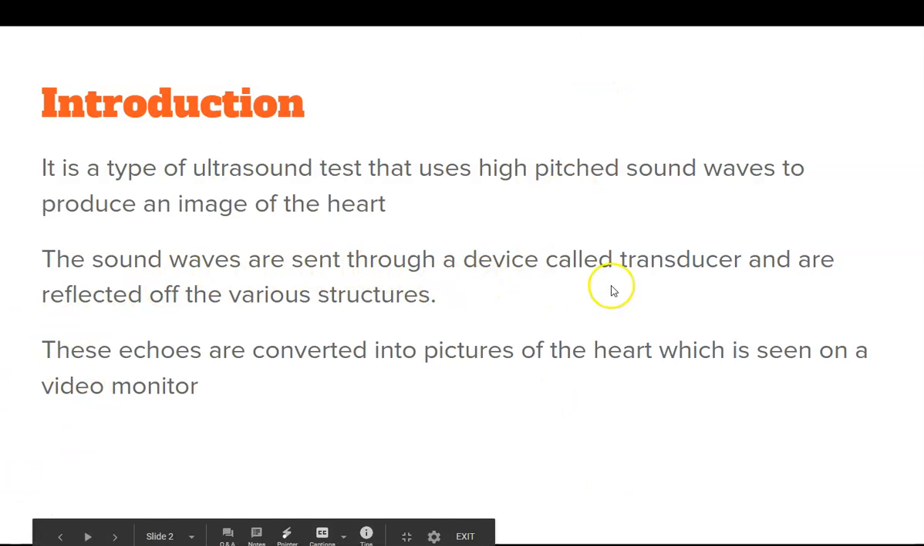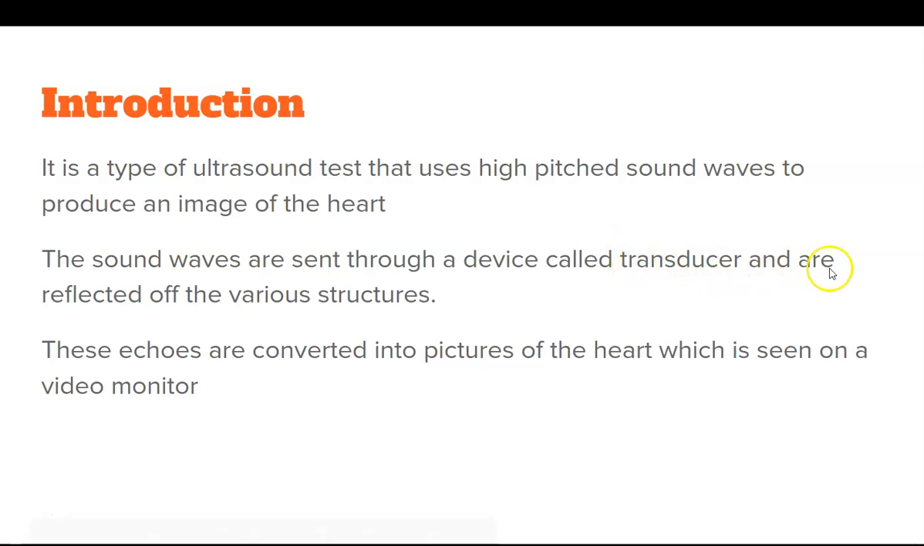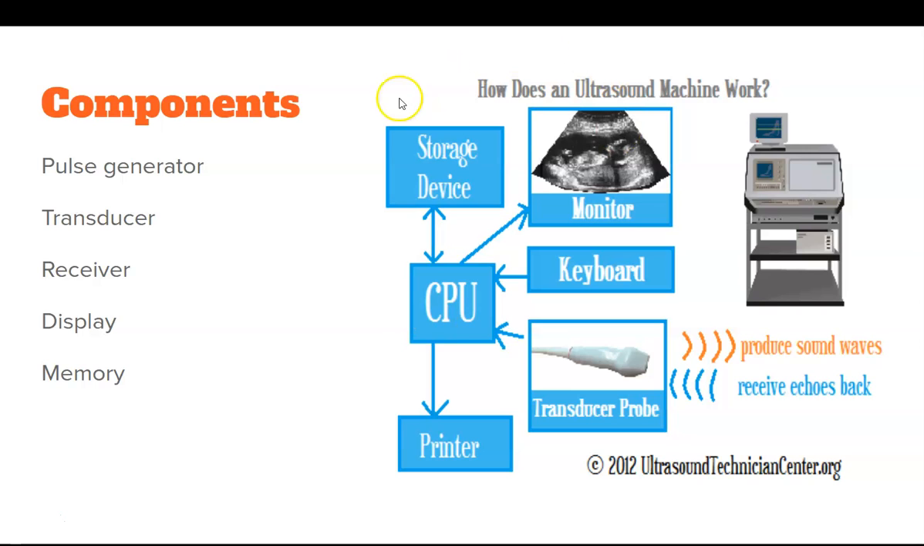The sound waves are sent through a device called a transducer and are reflected off the various structures. The principle behind echocardiography is the same as ultrasound imaging. The sound waves transmitted through the transducer are converted into pictures on the monitor. This is the echocardiography machine, how it will look, and this is the image, how it will show on the monitor.